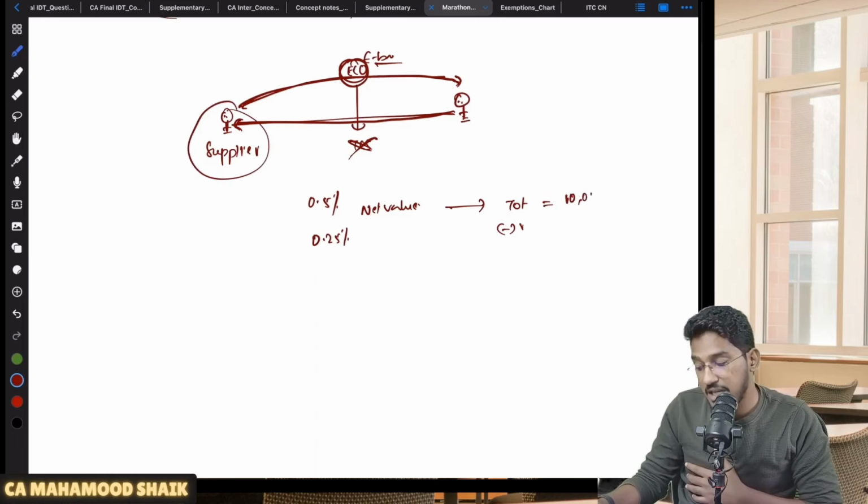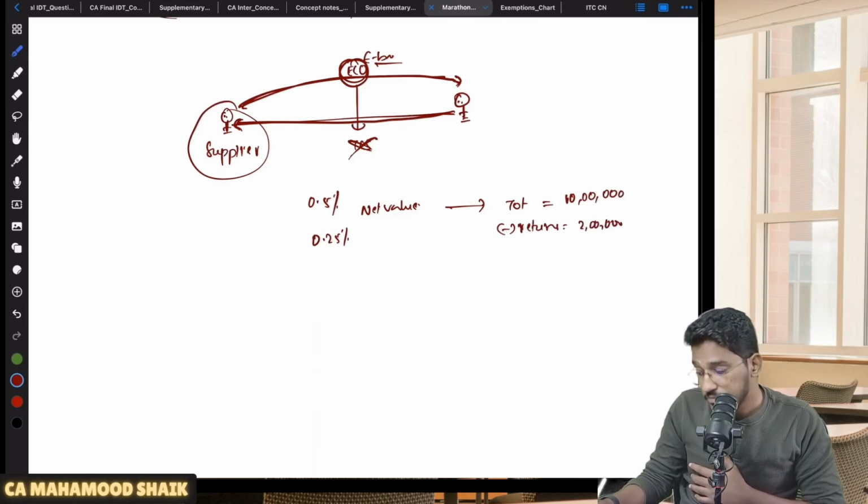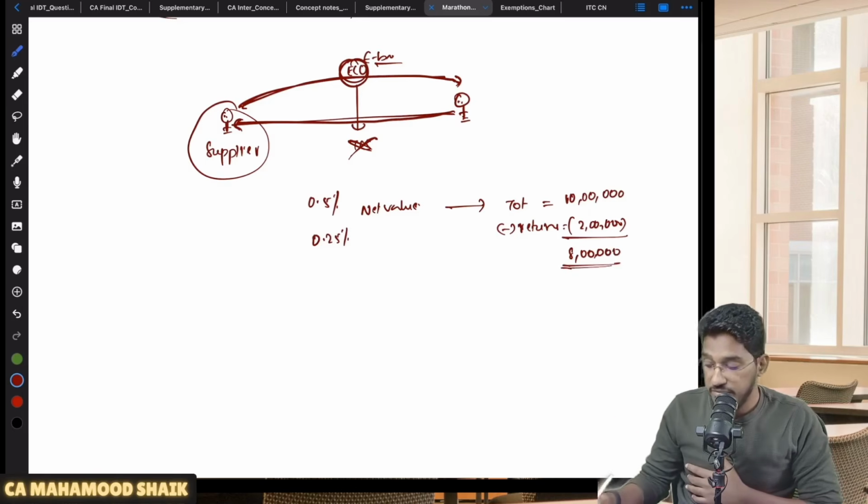Let us say he made 10 lakhs worth of supply through the e-commerce operator. But returns are also quite possible. Let us say 2 lakh worth of returns are there. So they will take out that 2 lakhs worth of return. Net 8 lakhs. Net 8 lakh worth of value of net taxable supplies has been supplied through the e-commerce operator by that supplier.